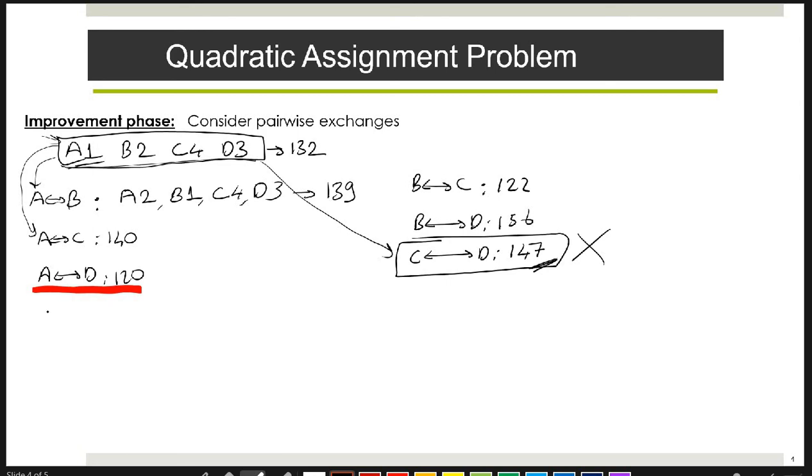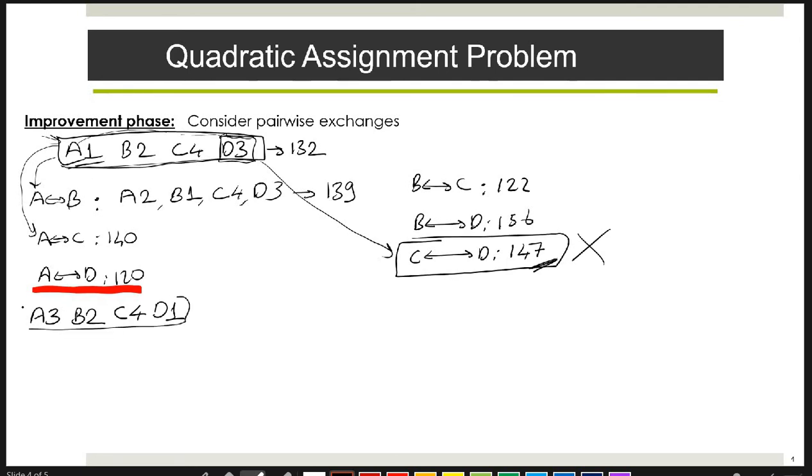So what will be the solution if we replace A and D? A will move to the position of D. Look, D was in 3, so now A will be in 3. B is still in 2, C is still in 4, and D goes to the location of 1, of A. Okay.